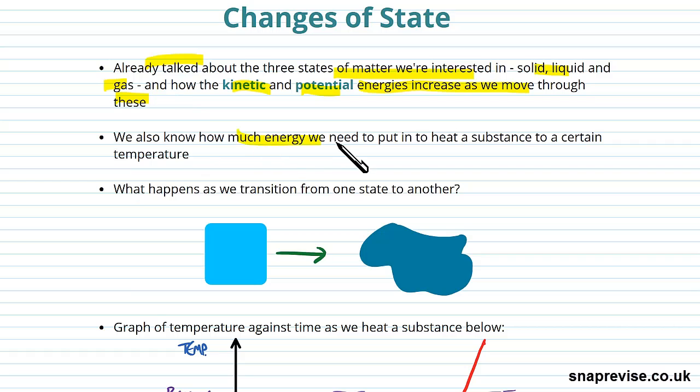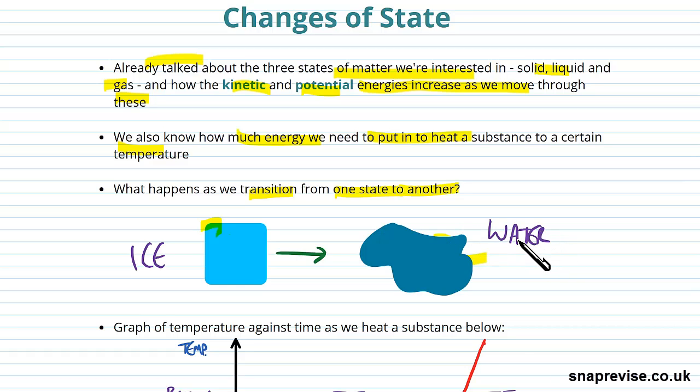We also know how much energy we need to put in to heat a substance to a certain temperature. We learned that through looking at specific heat capacity. But what happens as we transition from one state to another? So we start here with ice, and then move on to liquid. Our specific heat capacity tells us how much energy we need to raise water from 10 degrees to 20 degrees, or something. But does it just work over the boundary?